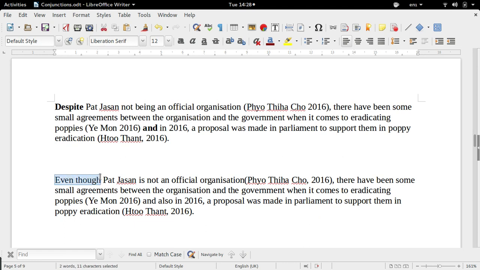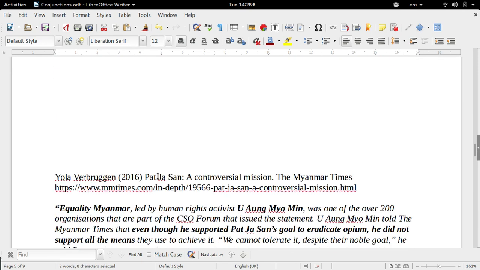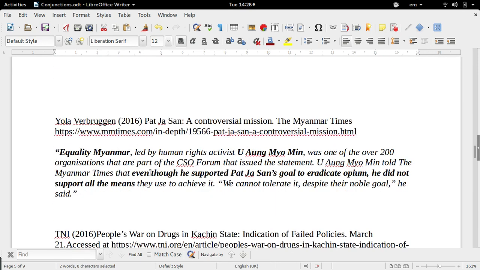We don't have to use despite. There are many ways we can show difference. Even though. Okay, we can use even though. Now, next is talking about how people feel about Pakistan. Do people support them? Do they think they're good? Do they think they're bad?